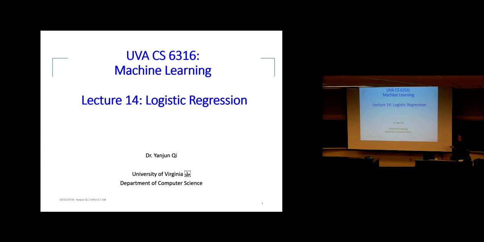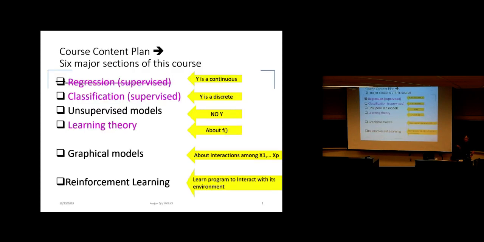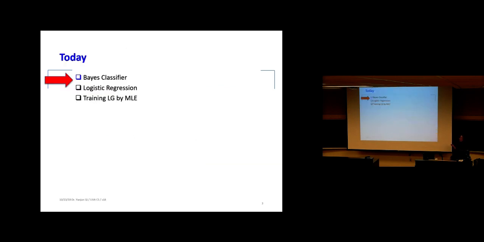So to talk about logistic regression, again, we are in classification, and there will be a little bit of learning theory today. I'm going to actually start from the Bayes classifier. Logistic regression is just one kind of Bayes classifier. Then I'm going to cover what we mean by logistic regression, how you formulate its loss function, and then how you solve it.